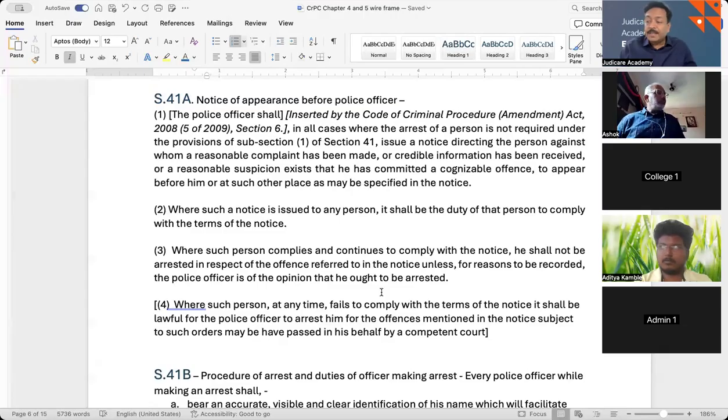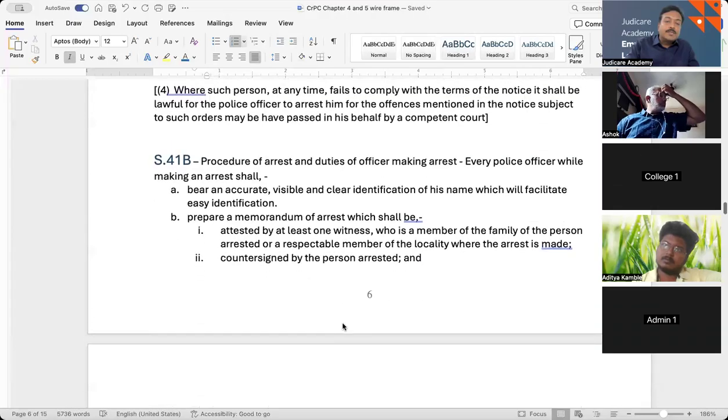So this section mandates issuing a notice to a person to appear before a police officer if the arrest is not required. The rationale is to protect individuals from arbitrary arrest, which is not very uncommon, especially in cases involving offences punishable with imprisonment up to 7 years. So fairness is also instilled. Now come to the next section out of A, B, C, D. The second one is section 41B.